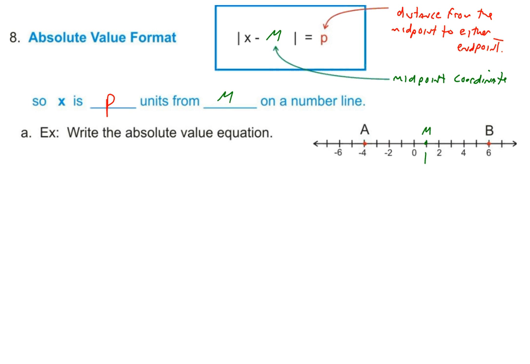Okay, what's the value of P? How far is it from the midpoint to one of the endpoints? 5, right? From here to here is 5. Therefore, that's P. Or you could do the other side. From here to here is 5, which is also P.